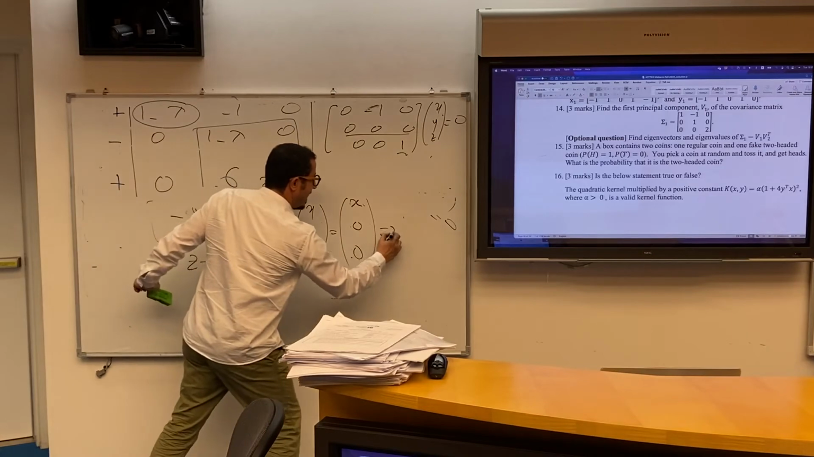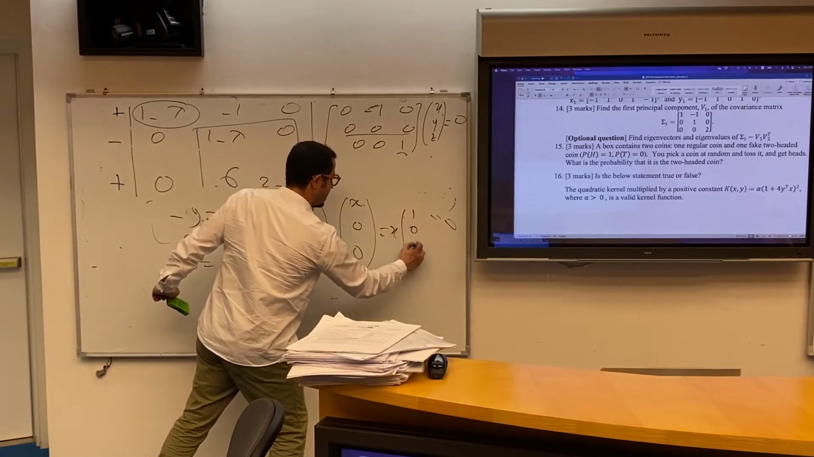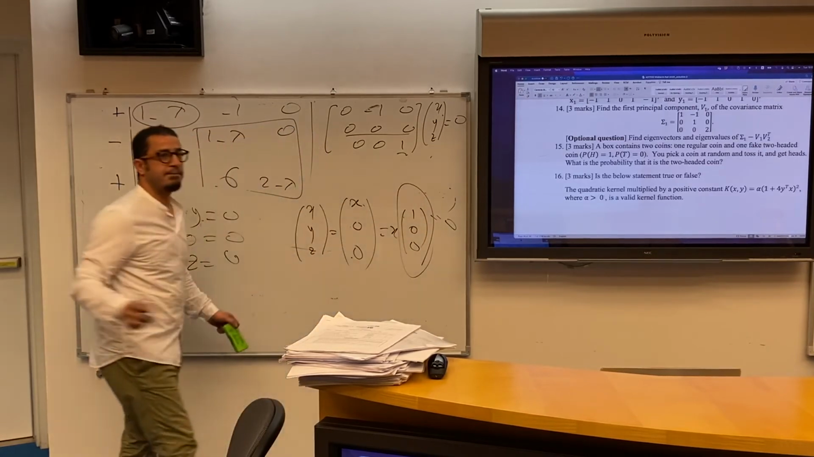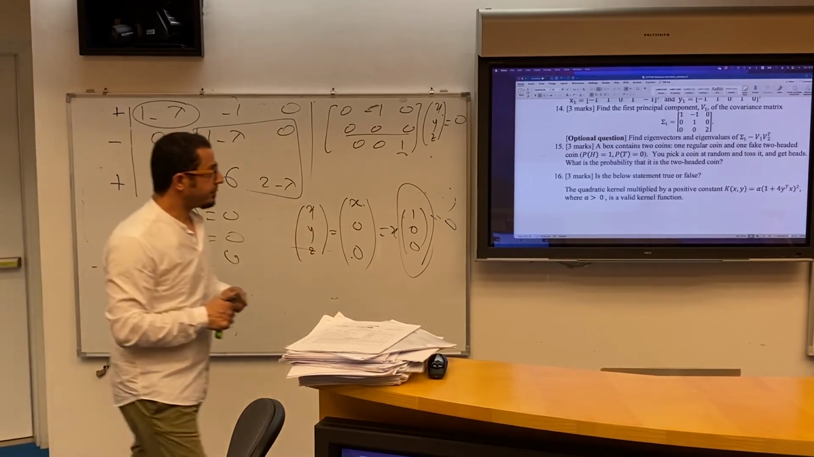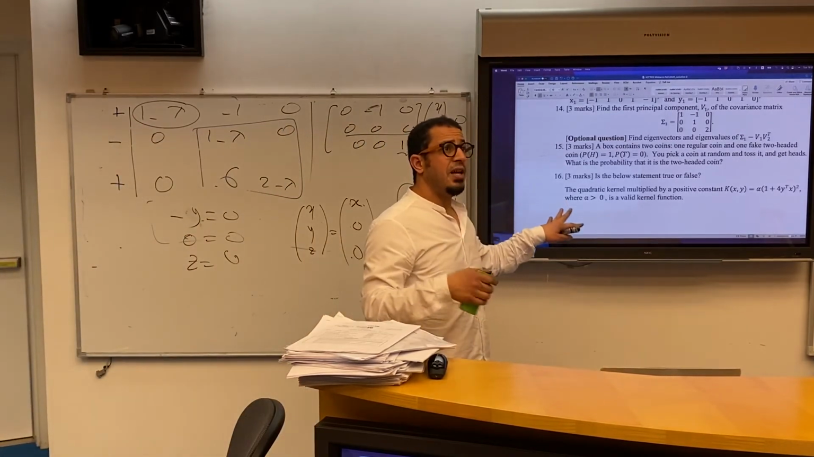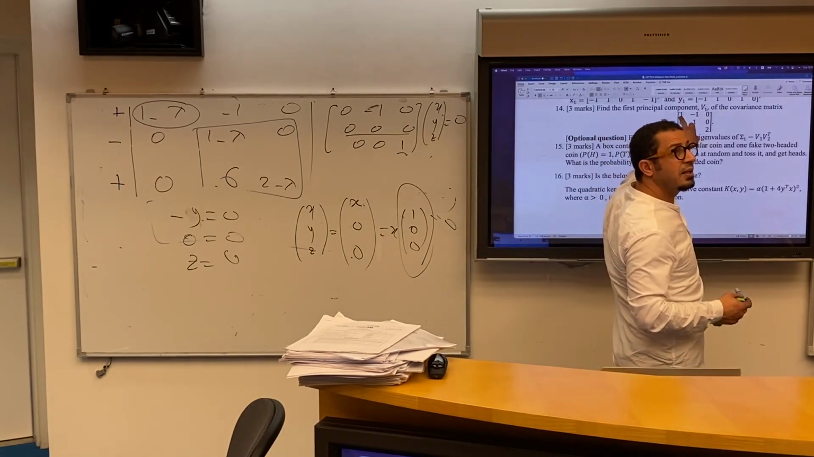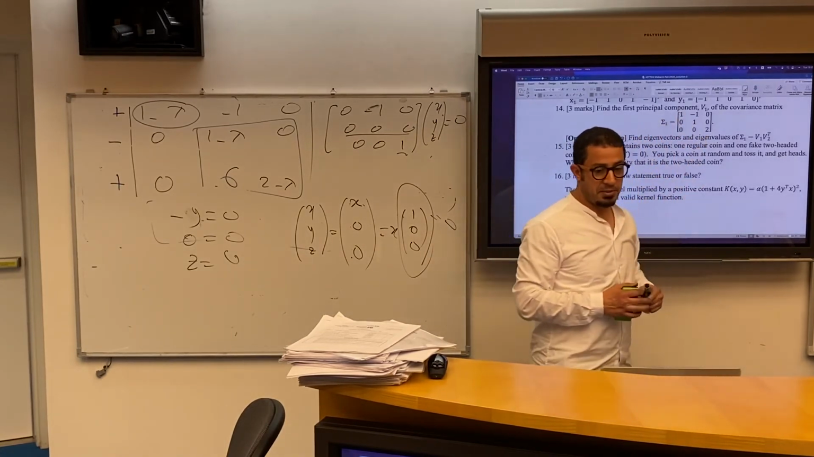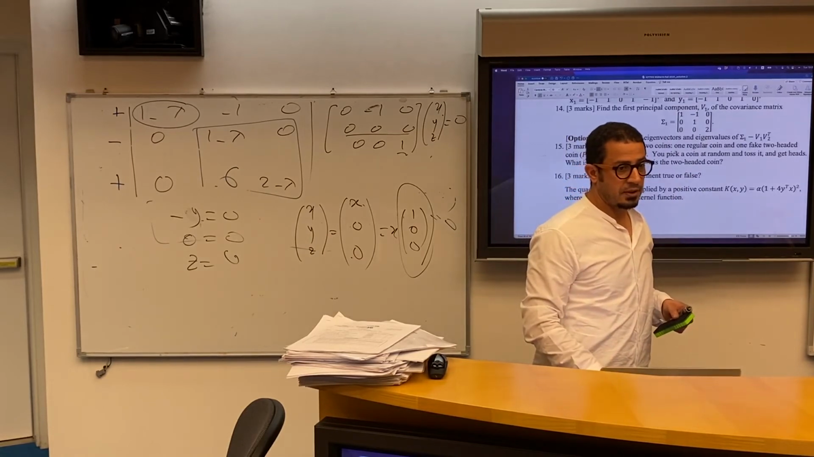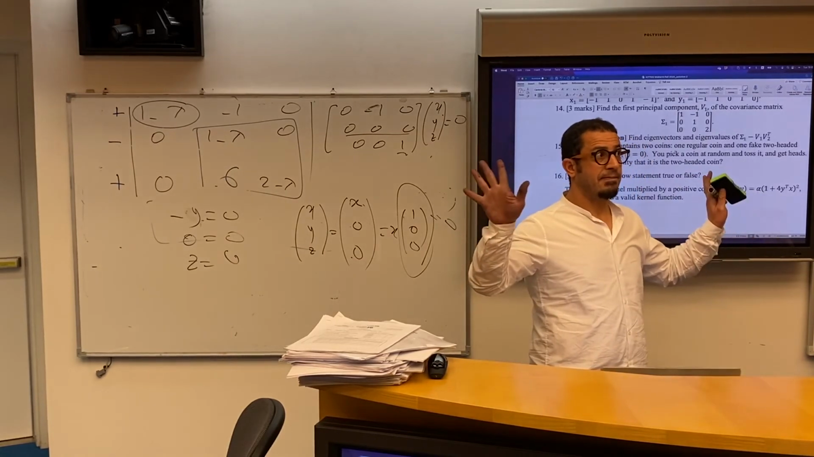So what should be here? X equals 1, 0. So this is the eigenvector. But here, why did I find this one? Because this is not a symmetric matrix, okay? It is not symmetric. Yes? Clear?